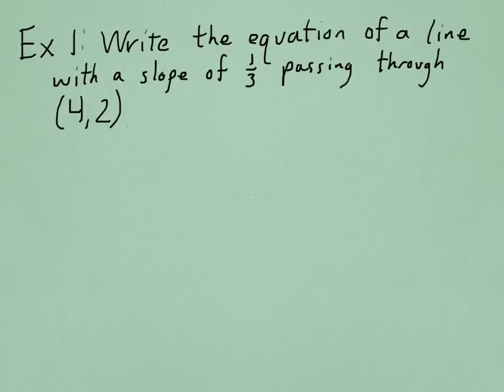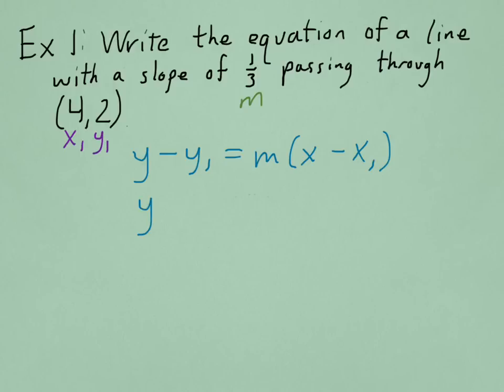So our point-slope form is y minus y1 equals m times x minus x1. I have my slope, that's 1/3, and I have the point x1, y1, that's (4, 2). So all I have to do is plug it in. This would be y minus 2 equals 1/3 times quantity x minus 4.